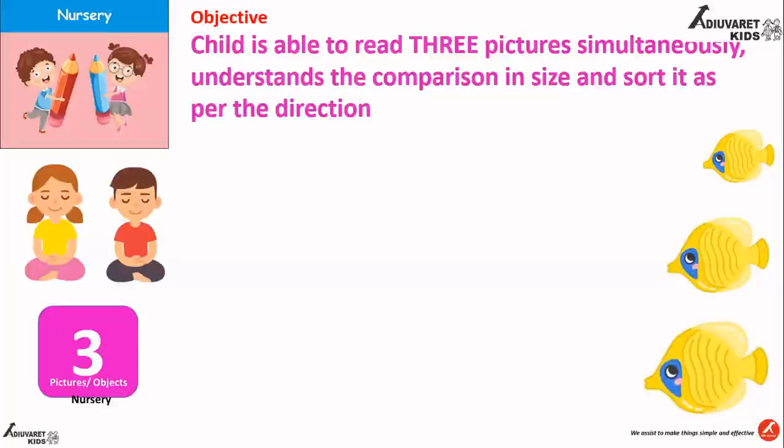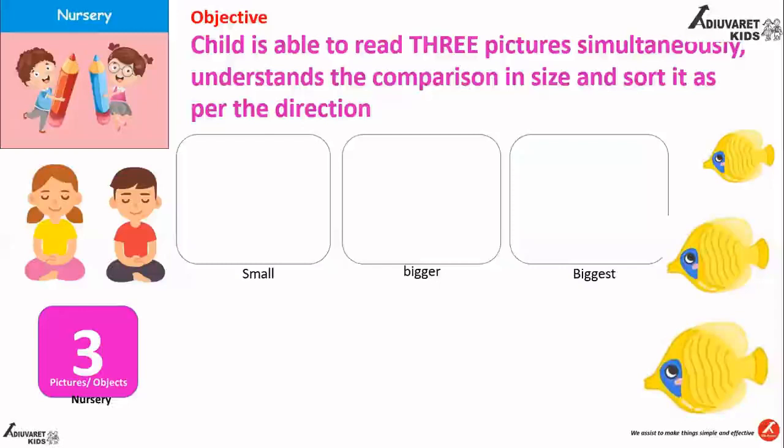So once that understanding comes, we are helping the child do the comparison in these 3 pictures from the size perspective. Now we'll make 3 boxes, because we are having 3 pictures of different size. Let's call them small, bigger, and biggest. The role for the child is to pick up the small fish out of these 3 and put that small fish in the box given for small fish.